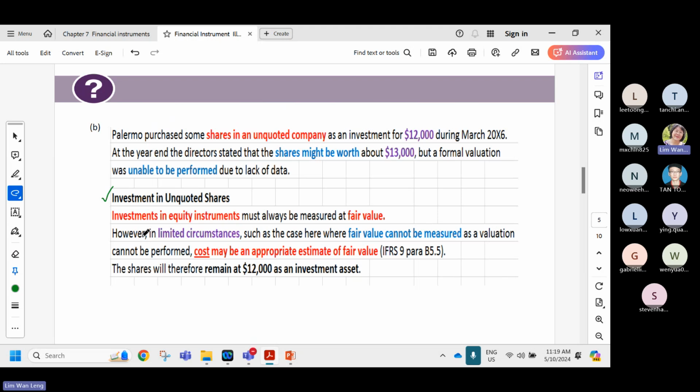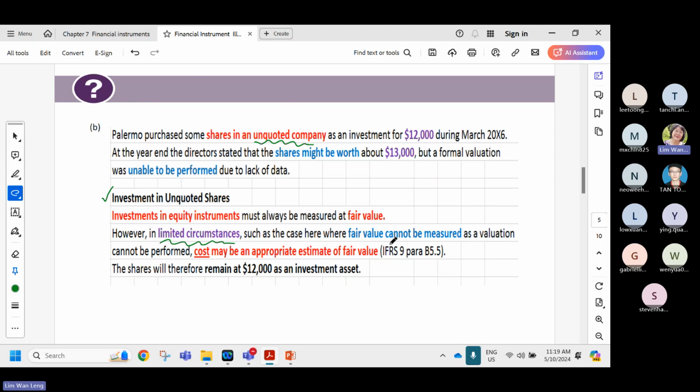So they tell you, in this particular limited circumstance, that means not often that is going to happen, but of course, it did take place for this particular scenario. Because the company is an unquoted company, fair value cannot be measured. Okay? And if the fair value cannot be measured, they tell you, you can take the cost as the appropriate estimate of the fair value.